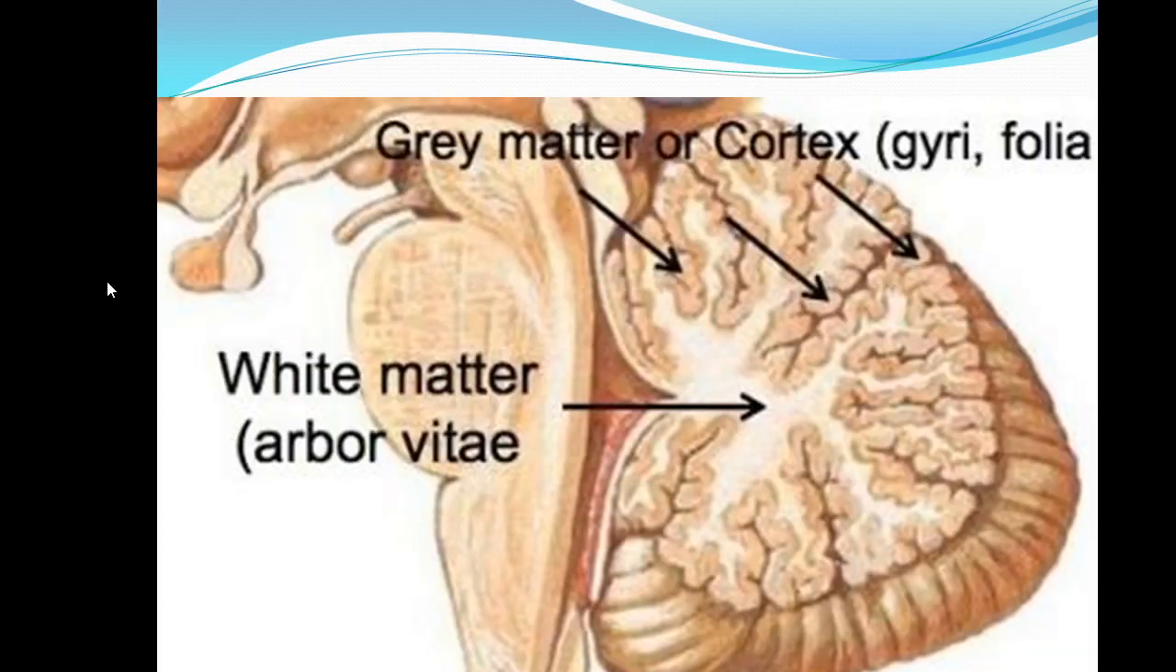This diagram shows the arbor vitae. Here you can see the gray matter is folded, forming the folia. This is the white matter going inside the folia, and this arrangement is known as arbor vitae.